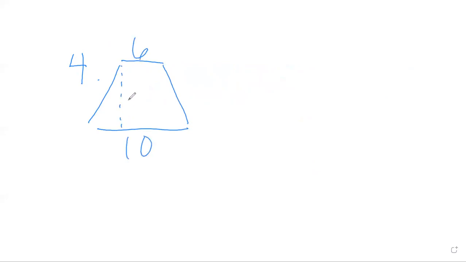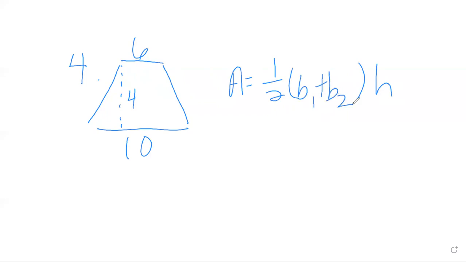Number 4. A trapezoid. All right, on this trapezoid, you have one base that's a 6, the other base is 10, and the height is 4 centimeters. We're looking for the area. Well, again, this is another formula. It's half base times height, but with a trapezoid they have 2 bases, so it's base 1 plus base 2, so you get the full base.